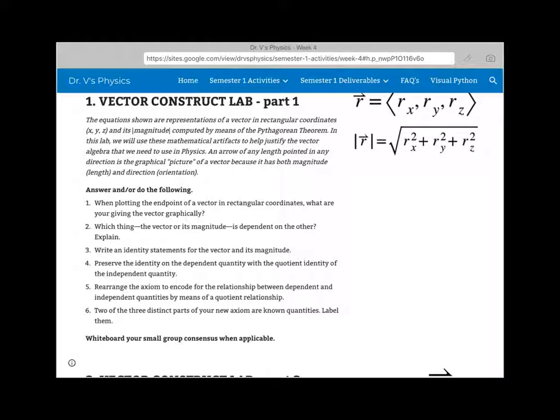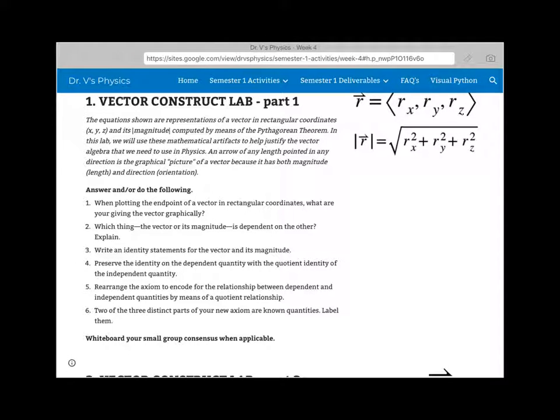So these questions: when plotting the endpoint of a vector in rectangular coordinates, what are you giving the vector graphically? I guess I need to do an edit on my website. Hope I remember that later. Okay, which is sad because I just cut and pasted them from the old Word document, so it's been a misprint for a while. Sorry to shatter your visions of my perfection.